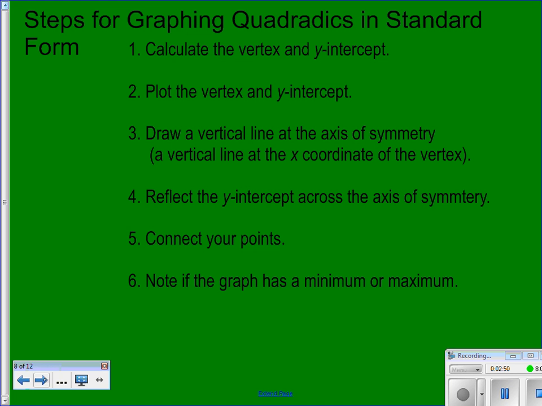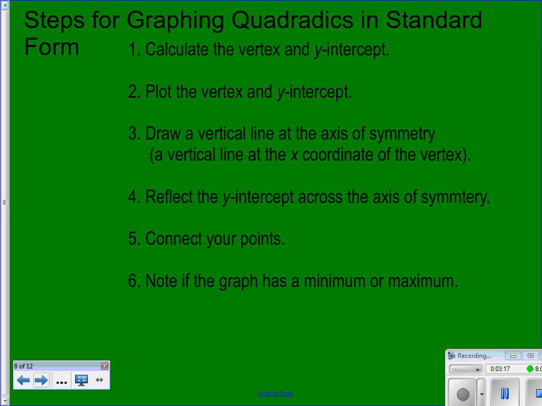All right, let's take a look at our steps. The first step is what we worked on yesterday: calculating the vertex and the y-intercept. That's the first thing you want to do. The second thing you want to do is plot the vertex and y-intercept. The next thing is to draw a vertical line at the axis of symmetry. Remember, the axis of symmetry is a vertical line going through the x-coordinate of the vertex. That'll make more sense in a second, but don't forget to draw that.